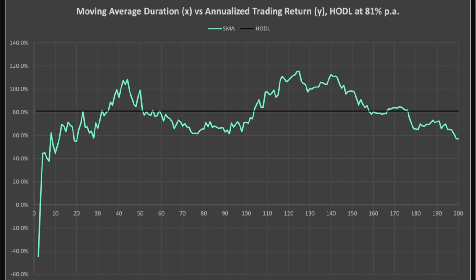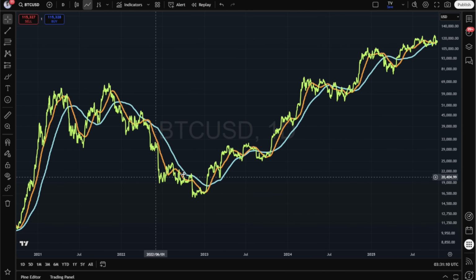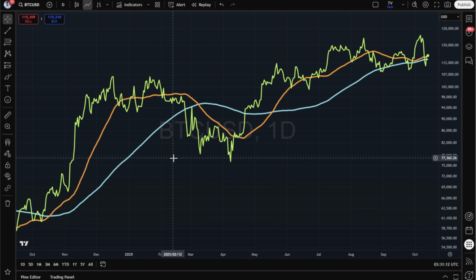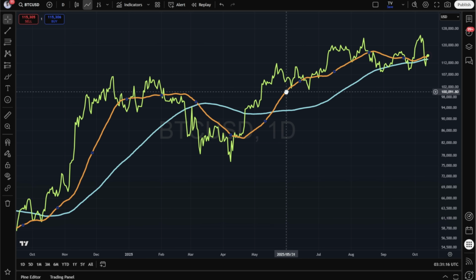Now I've back-tested all moving averages from the 2-day all the way to the 200-day. And the 125-day simple moving average and the 44-day simple moving average are the ones that historically work the best. That's the two moving averages we see plotted over here. So the 125-day is the line in turquoise, the 44-day is the line in orange.